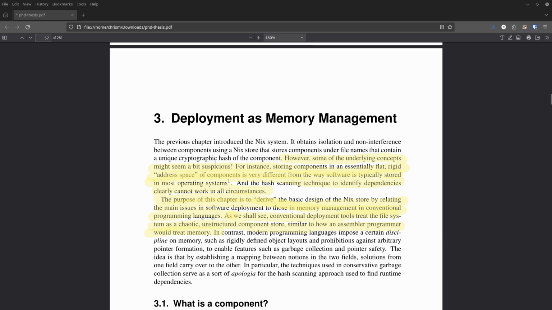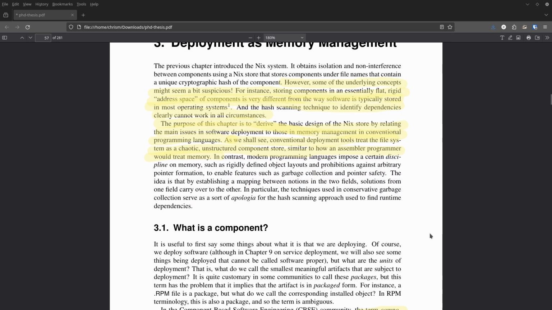He says that some of the underlying concepts in the stuff we discussed in the past videos might seem a bit suspicious. For instance, storing components in an essentially flat, rigid address space is very different from the way software is typically stored in most operating systems. And the hash scanning technique to identify dependencies clearly can't work in all circumstances. As we shall see, conventional deployment tools treat the system as a chaotic, unstructured component store, similar to how an assembler programmer would treat memory. Modern programming languages impose a certain discipline on memory, such as rigidly defined object layouts and prohibition against arbitrary pointer formation to enable features such as garbage collection and pointer safety. All right, so he's making the analogy between the two.